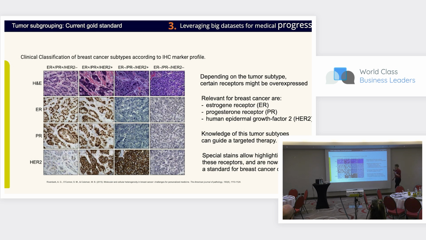So we do all of this in order to find out what we call tumor subtypes, right? Because cancer is not a disease, it's thousands of diseases. And it all depends on the mutation that we actually have, the mutation from the healthy cell to the cancer cell that is deregulated.